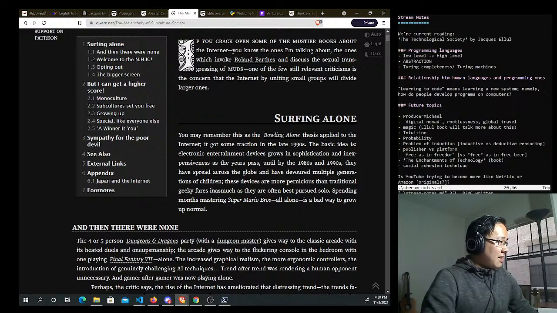The basic idea is electronic entertainment devices grow in sophistication and inexpensiveness as the years pass, until by the 1980s and 1990s, they have spread across the globe and have devoured multiple generations of children. These devices are more pernicious than traditional geeky fares, inasmuch as they are often best pursued solo. Spending months mastering Super Mario Brothers all alone is a bad way to grow up normal.